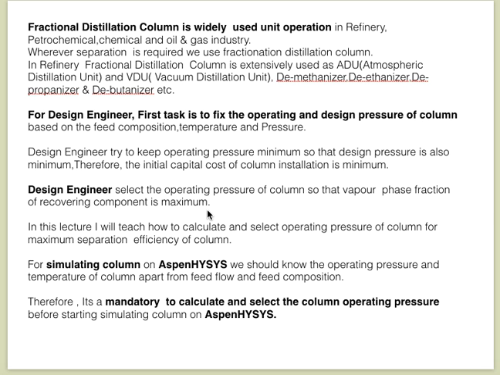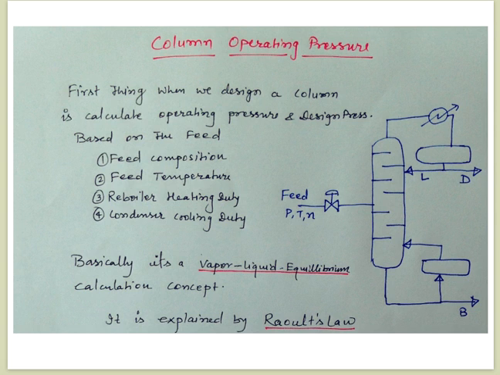In this lecture, I will teach you to calculate and select the operating pressure of a column for maximum separation efficiency of the column. For simulating a column on Aspen HYSYS, we should know the operating pressure and temperature of the column apart from the feed flow and feed composition. Therefore, it is mandatory to calculate and select the column operating pressure before starting to simulate the column on Aspen HYSYS. So here comes the main topic, which is the column operating pressure.